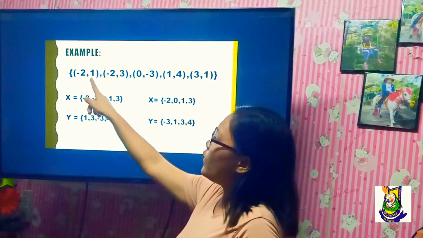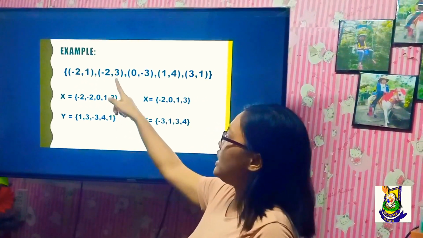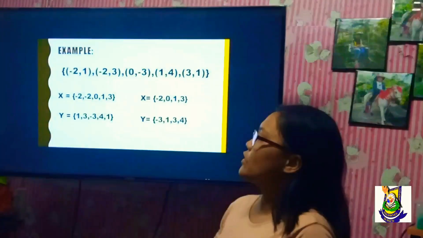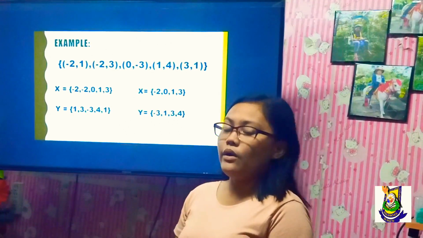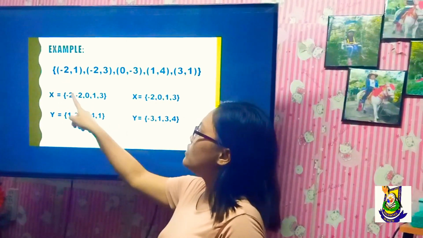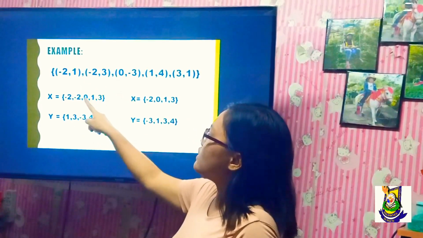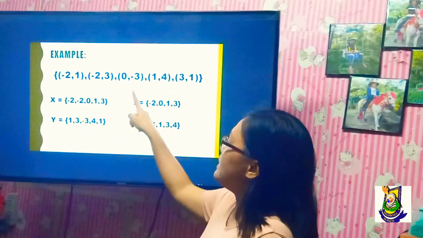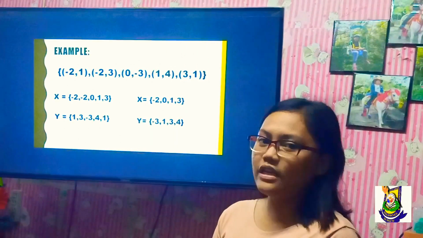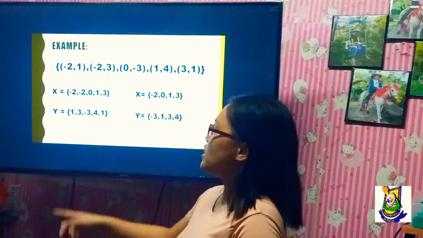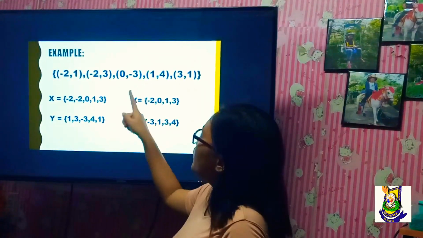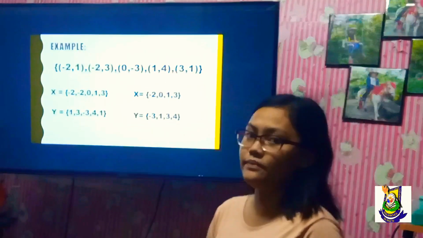Negative 2, 1; negative 2, 3; 0, negative 3; 1, 4; and 3, 1. So x is the first value of each pair, which is negative 2, negative 2, 0, 1, and 3. The y is the second value of each pair, which is 1, 3, negative 3, 4, and 1.